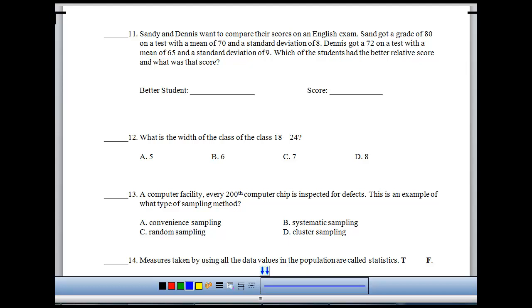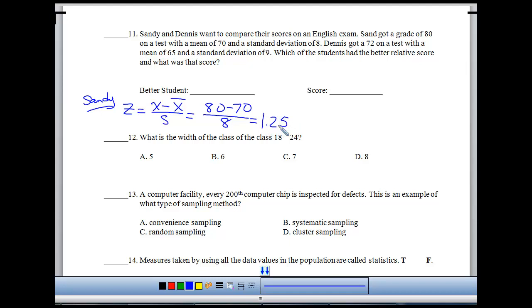Okay, I'm just going to go with this. Which principle are we using here that we talked about today? Z-scores. Excellent. So I'll find the Z-score for Sandy. We're going to do X minus X bar divided by S. X for Sandy was 80, minus 70, divided by 8. So I think that comes up to 1.25.